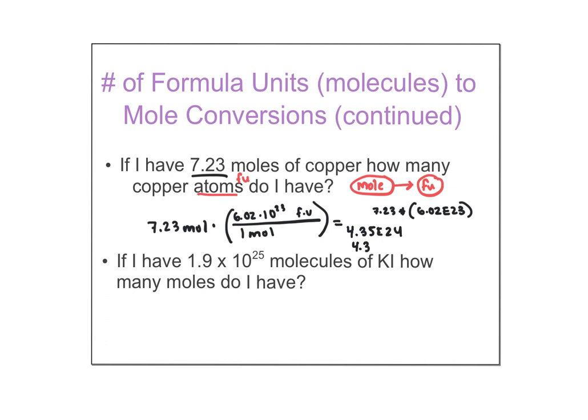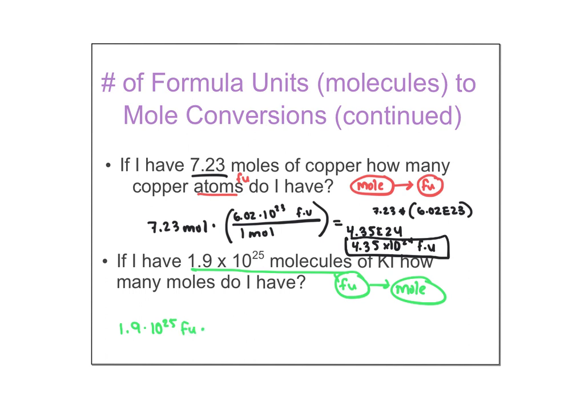So I would write that as 4.35 times 10 to the power of 24, and my unit is FU, formula units. Okay, let's go this way. If I have 1.9 times 10 to the 25th molecules, so that's formula unit, how many moles do I have? So we're going now from FU to mole. So I'm going to have 1.9 times 10 to the 25th formula unit, or you could write the word molecule.